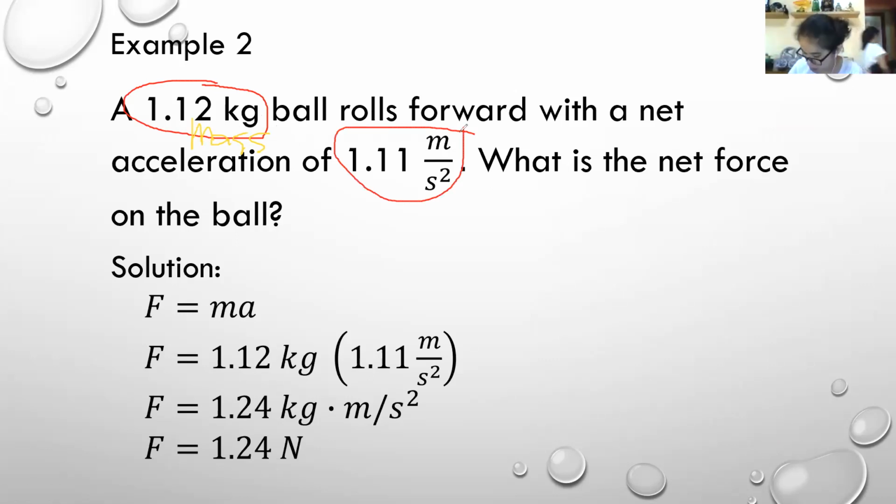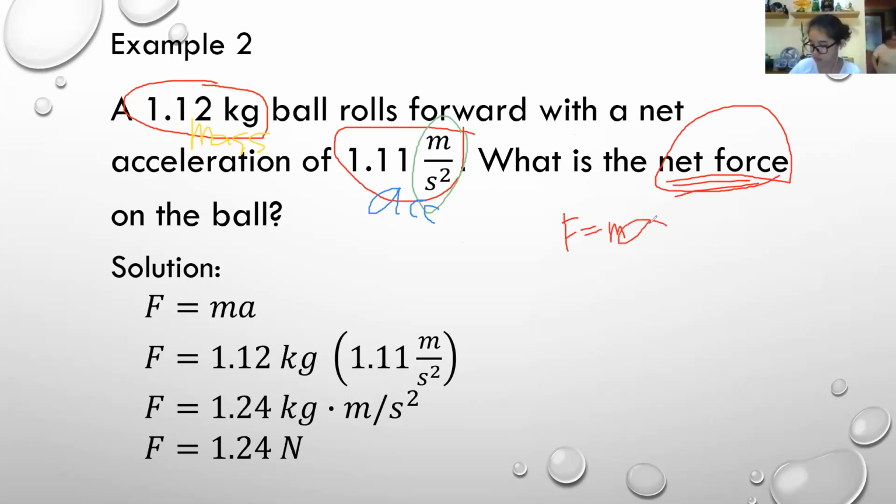Looking closely at 1.11 meters per second squared, the unit meters per second squared tells us that this is our, what do you think? Acceleration. If you're not really sure about the unit, go to the question and find the net force. In other words, the given should not be a force. It should not be this one as your force because this is unknown.